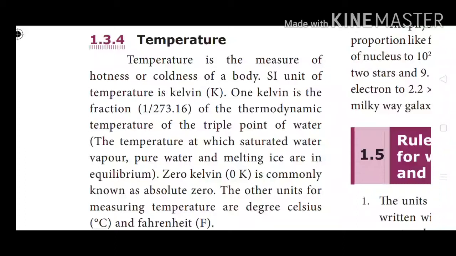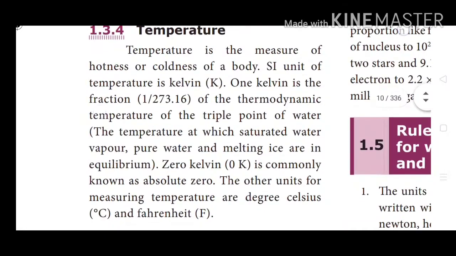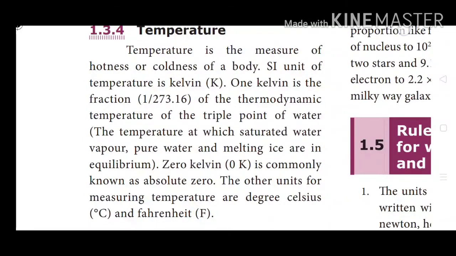1 Kelvin is the fraction 1 by 273.16 of the thermodynamic temperature of the triple point of water, the temperature at which saturated water vapor, pure water, and melting ice are in equilibrium. 0 Kelvin is commonly known as absolute zero. The other units for measuring temperature are degrees Celsius and Fahrenheit.